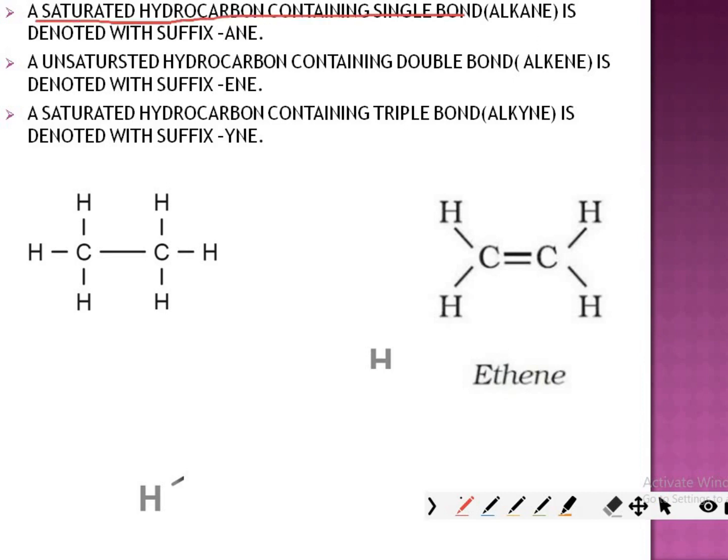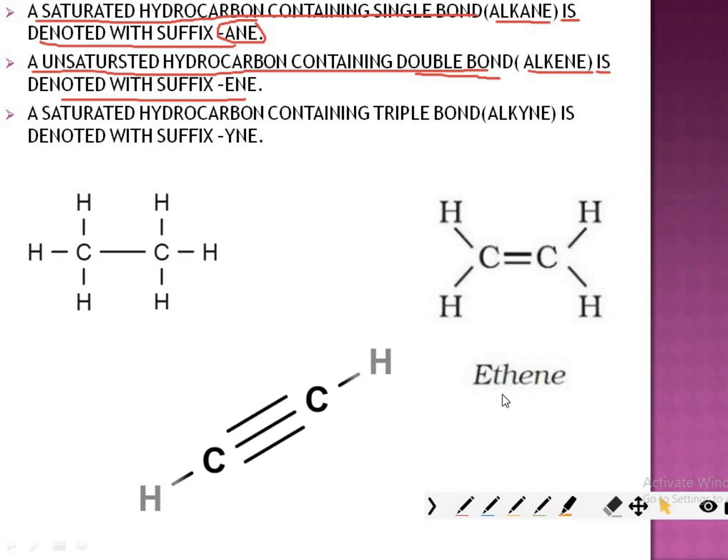a saturated hydrocarbon containing single bonds, which is alkane, as I told in the previous video, is denoted with the suffix ane. Similarly, an unsaturated hydrocarbon containing a double bond, which is alkene, is denoted with the suffix ene. These things, alkane, alkene and alkyne, what are these? I will show it in the next slides.